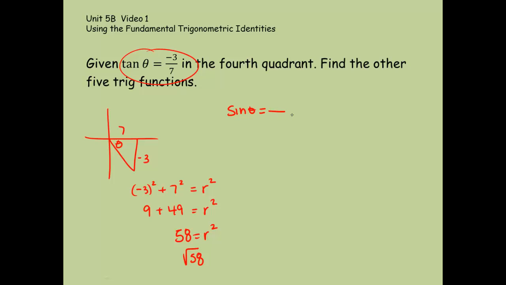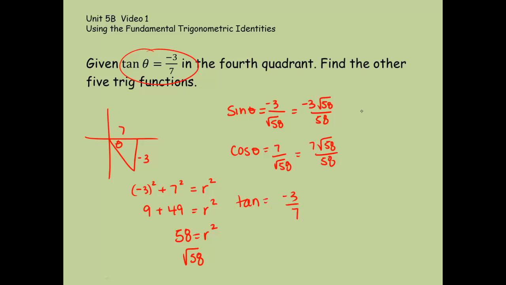So this leaves me with an opposite of negative 3 and a hypotenuse of root 58. We will rationalize, so this is negative 3 root 58 over 58. The cosine of theta is 7 over the square root of 58, and when rationalized is 7 root 58 over 58. Tangent was given to us as negative 3 over 7.